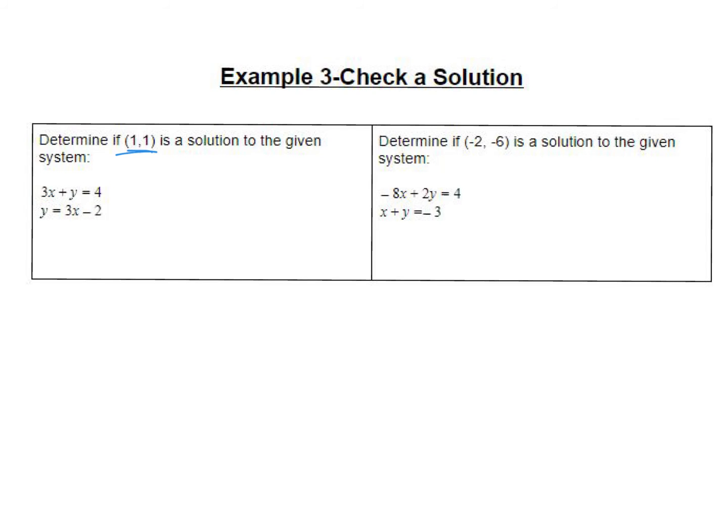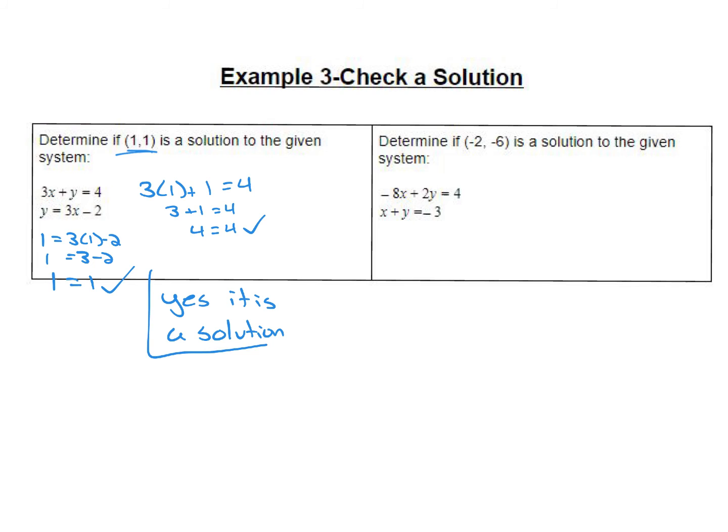Well, if they intersect at (1, 1), what we should be able to do is plug in 1 to both of these. And what we should end up finding is 4 equals 4. So that's good for the first one. But we also want to plug (1, 1) into the other one to say, does 3 times 1 minus 2, so now we have 3 minus 2, does 1 equal 1? If the answer is true for both of them, yes, this is a solution.